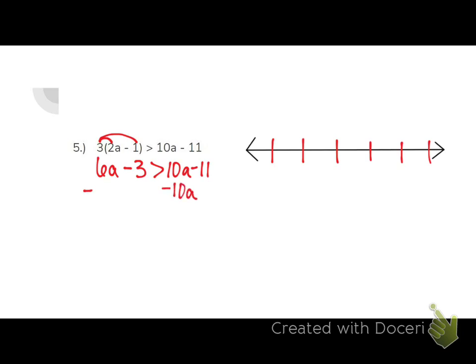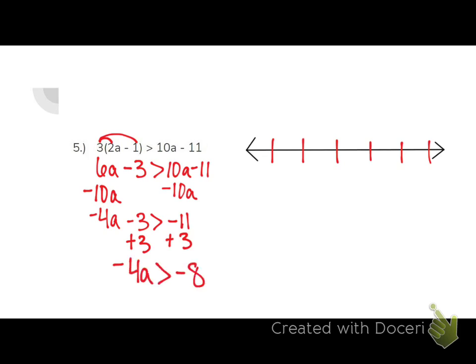We want our variable to be on the left, so we are going to force that to happen. 6a minus 10a gives me what? Negative 4a. The minus 3 stays, greater than, and the negative 11 stays. Jada, what do I do next? Good. Add 3 on both sides. Liam, what would happen after I add the 3? Divide by negative 4. Yes, we must make sure we remember to flip our inequality symbol because we divided by a negative. So it flips over to be a less than. Negative 8 divided by negative 4 is 2.